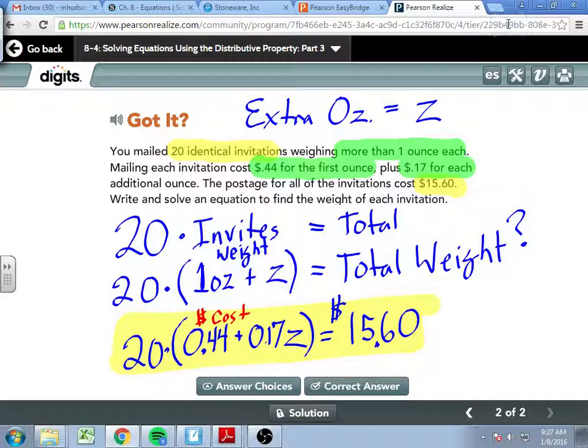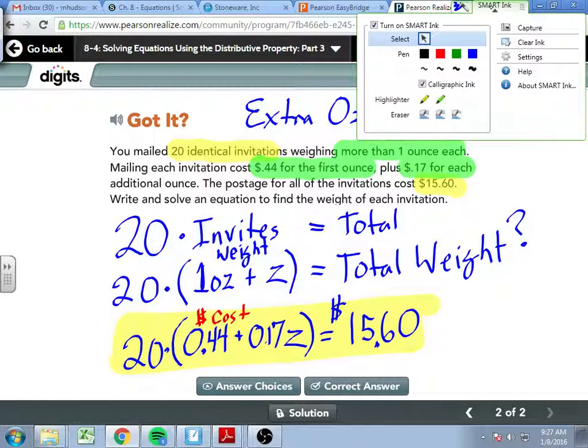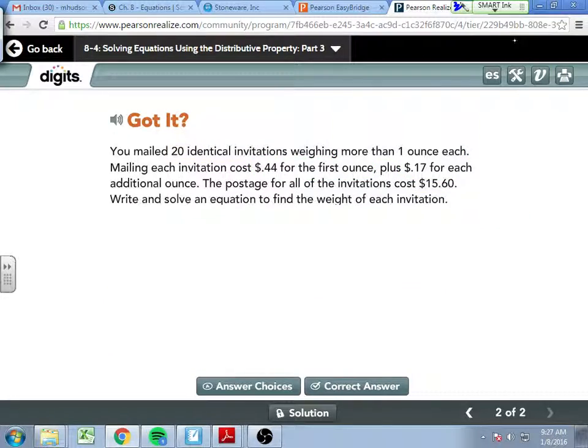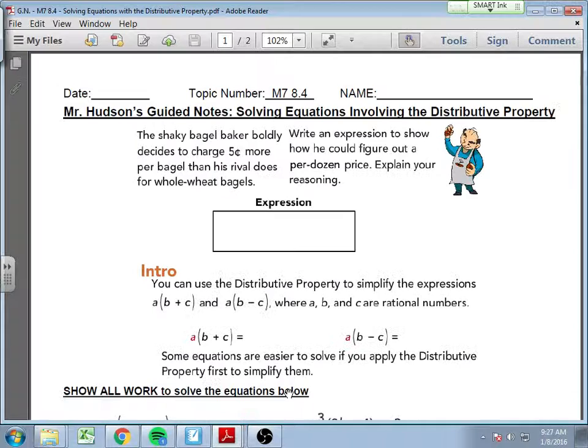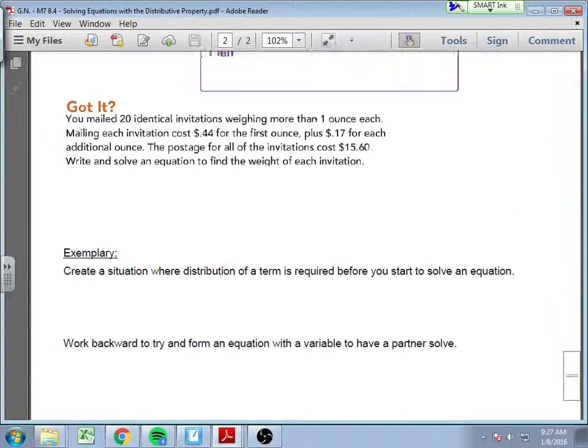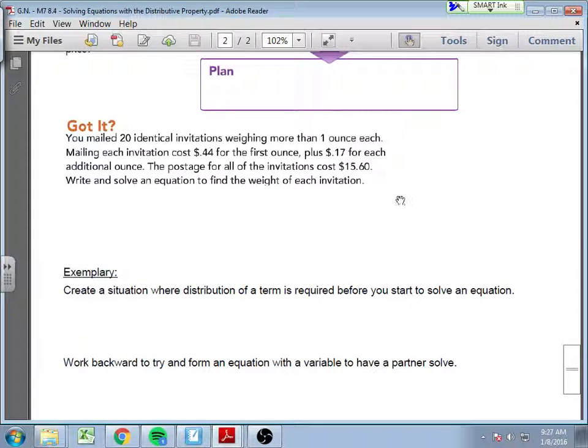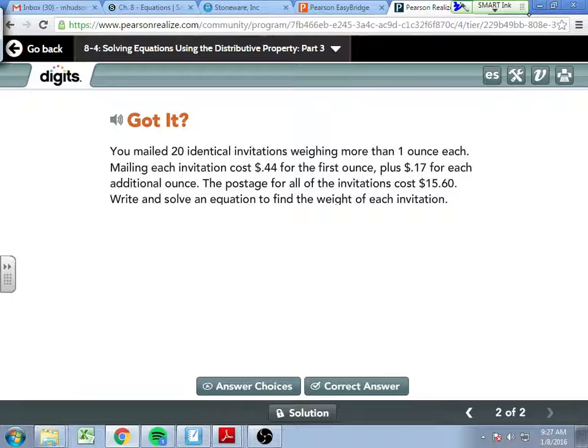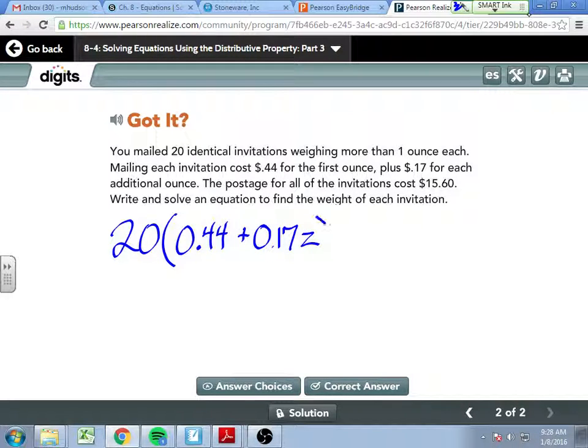Okay, I am running out of space. So I am probably actually going to bounce over here. Actually, no, that's not any more space than I had. So I'm just going to rewrite this. 20 times 0.44 for the first ounces plus 0.17 Z for every ounce after that will equal 15.60.